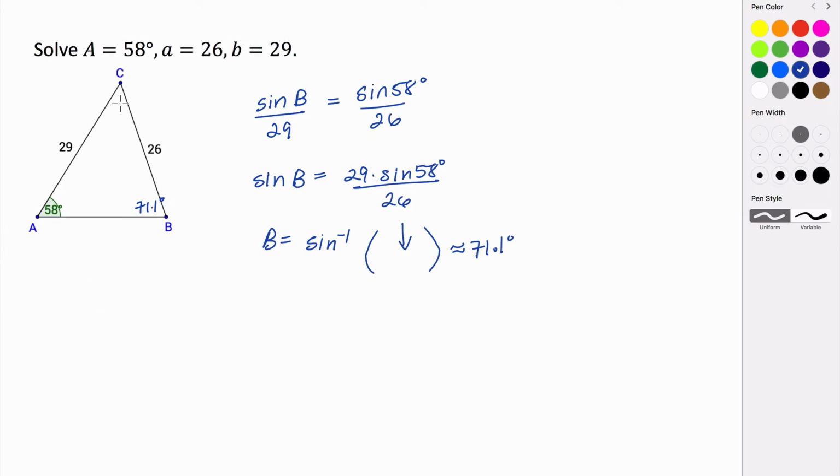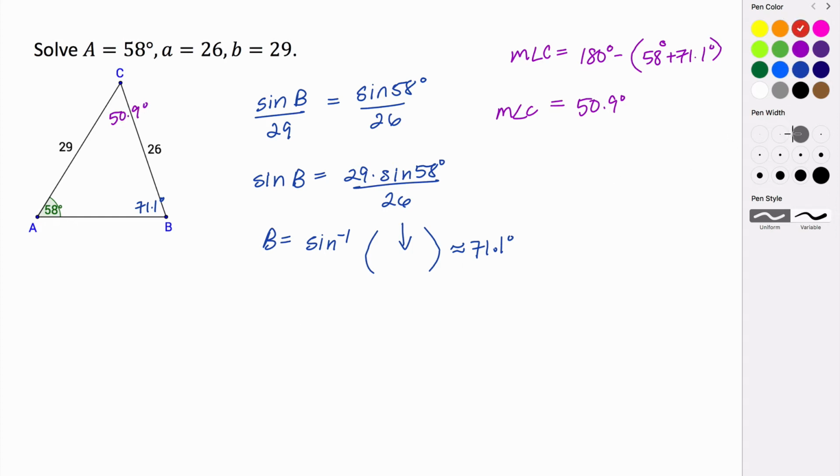To find the measure of angle C up here, it's just going to be 180 degrees minus the sum of these two, 58 plus 71.1. And that turns out to be 50.9 degrees is the measure of angle C. So this is 50.9 degrees.